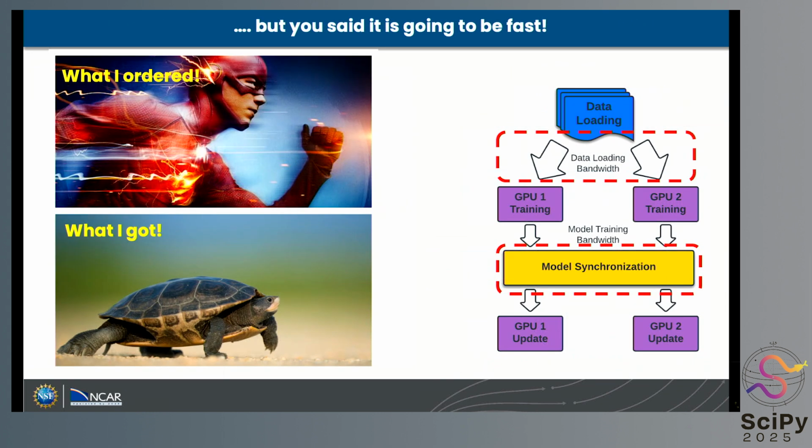Okay, so this is all great. We know how to scale on HPC. We know how to do PyTorch, okay? But you said it's going to be fast, and I don't see it becoming fast. So what is the problem?